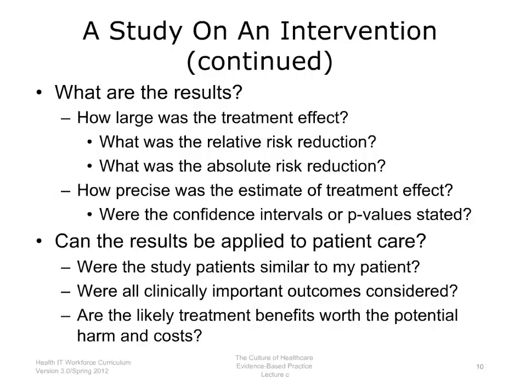Once we know the treatment effect, we can then ask if the results can be applied to patient care. Were the study patients similar to my patient? If they were not, then there may be some issues about the generalizability of the results. Were all the clinically important outcomes considered? Even though there is always a primary outcome in a study, did they look at other outcomes as well, so that we can assess the larger perspective of the intervention benefit?